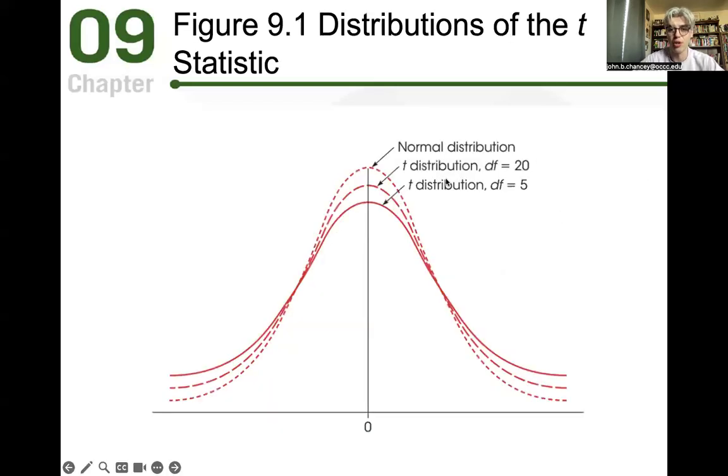So notice when the degrees of freedom are 5, it's a little bit flatter. The tails are a little bit thicker on the ends. When it goes to 20, it's a little more peaked. More of our data is being collected in the middle. The tails are getting skinnier, and then there's the normal distribution itself. Once it gets closer to 30, we start to look more and more like a normal distribution.